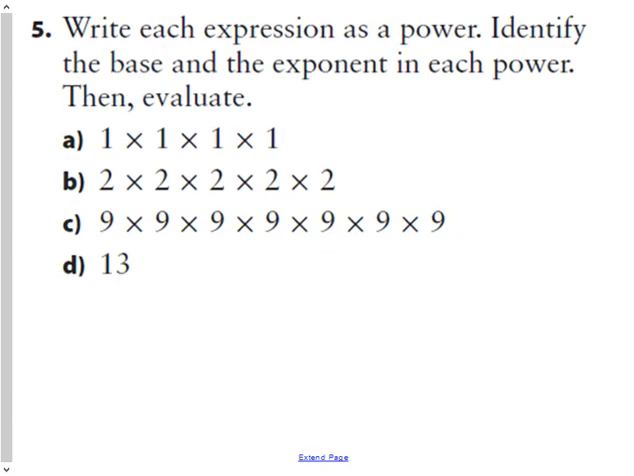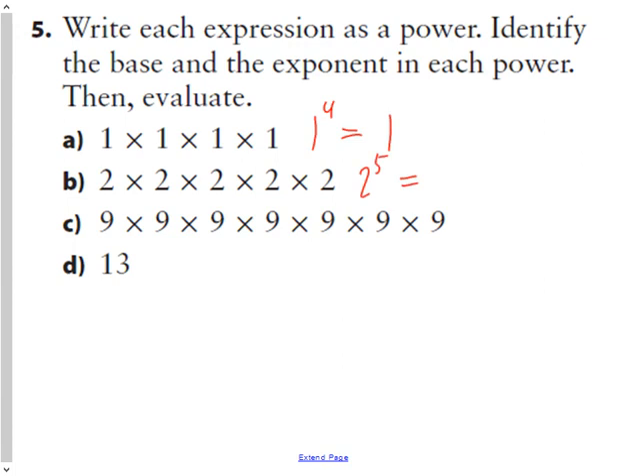Question 5, write the expression as a power, identify the base and the exponent of each power, then evaluate. So 1 multiplied by itself 4 times. 1 is the base, 4 is the exponent, and in standard form, 1 multiplied by itself any number of times is a standard form of 1.